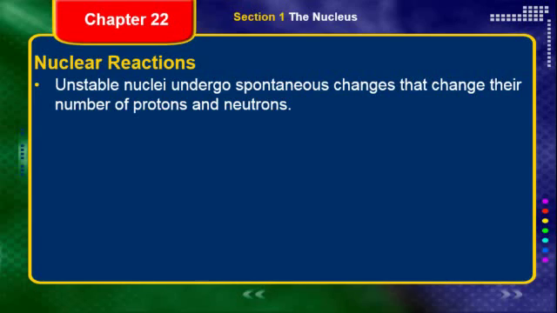Moving on to nuclear reactions themselves. Unstable nuclei are nuclei that don't follow, at higher atomic numbers, the 1.5 to 1 neutron to proton ratio. Unstable nuclei undergo spontaneous changes that change their number of protons and neutrons. Again, why would they undergo a spontaneous change? Because they're unstable. They don't fall into that 1.5 to 1 neutron to proton ratio.